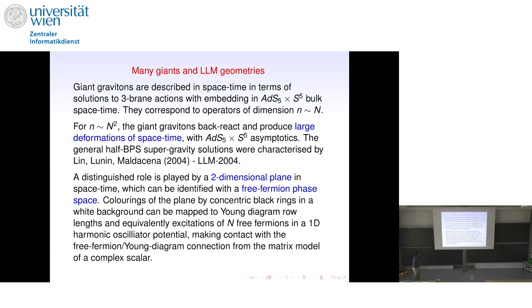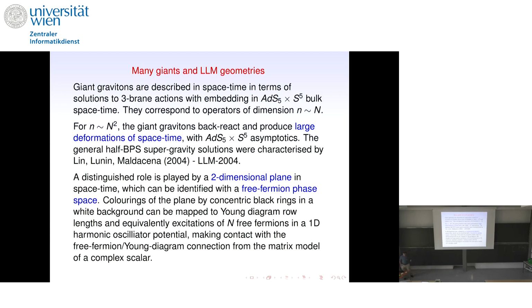One of the things that they found is that the structure of these solutions is described neatly in terms of a two-dimensional plane embedded in this 10-dimensional space-time. This two-dimensional plane can be related to free fermion phase space. These are capital N fermions in a one-dimensional harmonic oscillator, and colorings of the plane are related to phase space states for this fermion system, and they also determine boundary conditions that determine the solution itself. So this is a rather remarkable connection between gravitational geometry and free fermions, which come about in the matrix model.